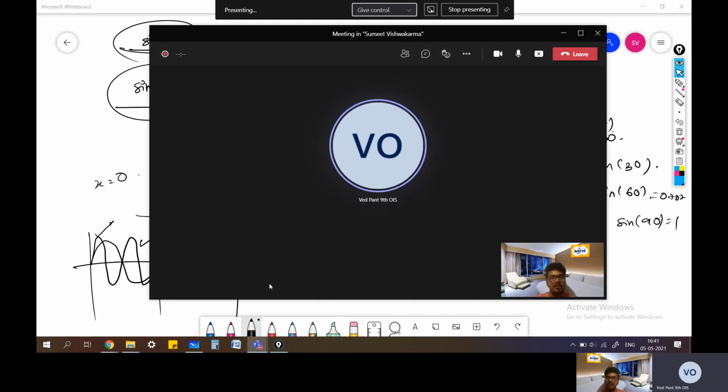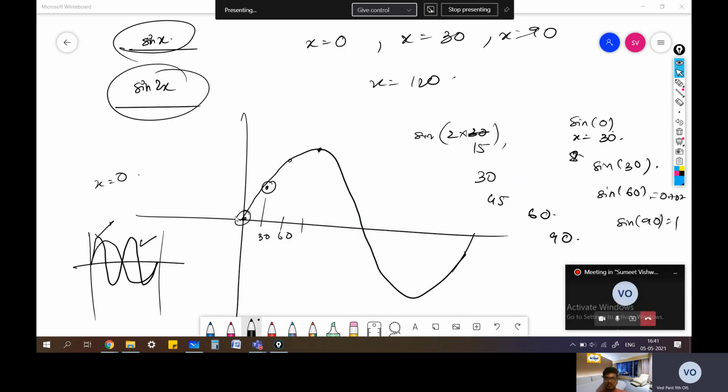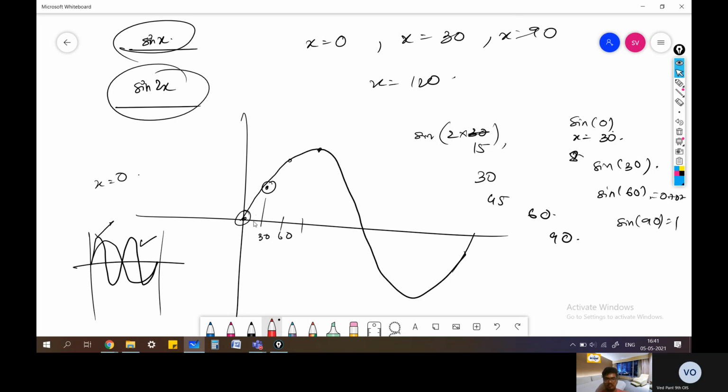What I mean to say, sir, is that where sin x is at 60, for sin 2x the same value of y is coming at 30. For sin 2x it will look like this, no? At 30 it is giving me this point, at 60 it is giving me this point, and at 45 it is giving me 90, like that. Yes, exactly.